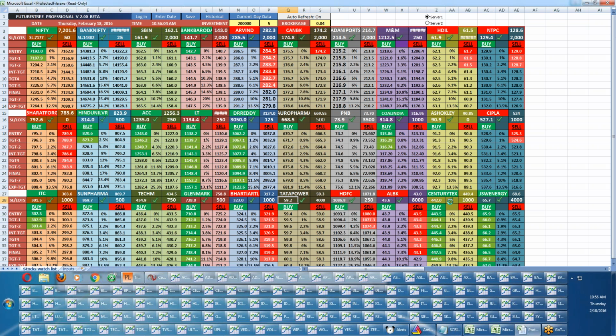Voltas has done all its targets. I'll just place it in place of JSW Energy. So 237.80 was the entry. Now it is at 243.50. So these are some of the trades.